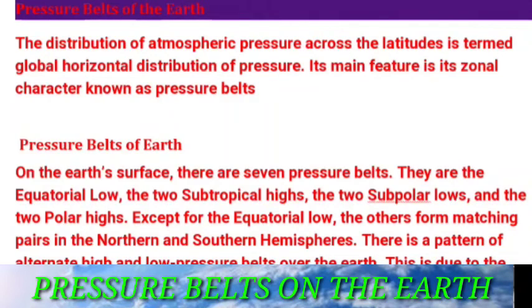Today you will learn about pressure belts and classification of winds. What is a pressure belt? The distribution of atmospheric pressure across the latitudes is termed global horizontal distribution of pressure. Its main feature is its zonal character, known as pressure belts.